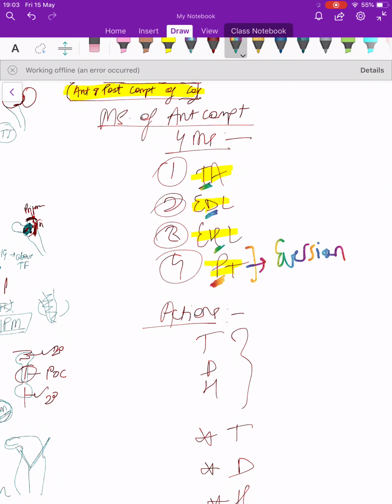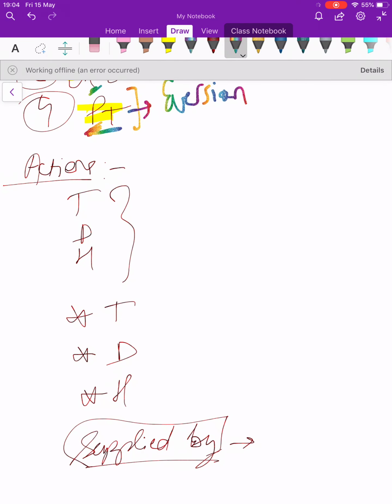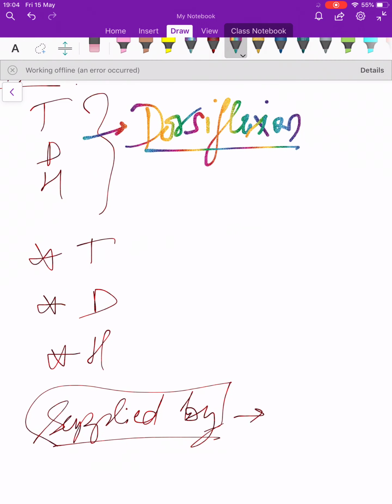Then next, what are the actions? Peroneus tertius helps in the eversion, and the tibialis anterior, extensor digitorum longus and extensor hallucis longus, Tom, Dick and Harry, cross the ankle joint anteriorly. So what will be their function? They help in the dorsiflexion of the ankle joint. Then the tibialis anterior also assists in the inversion at the subtalar joint.